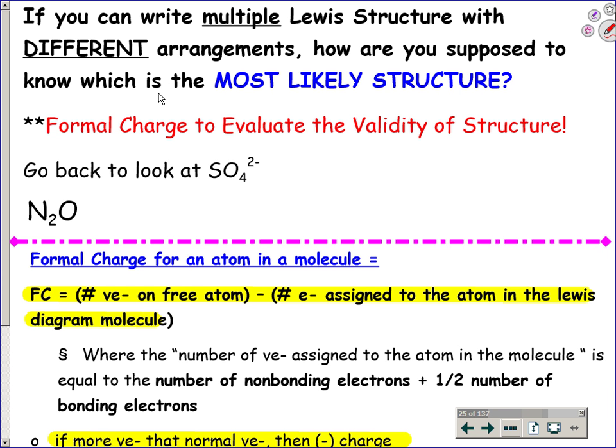So like dichlorine pentaoxide is actually another one that's kind of difficult too. So we're going to look at validity of structures based on formal charge.